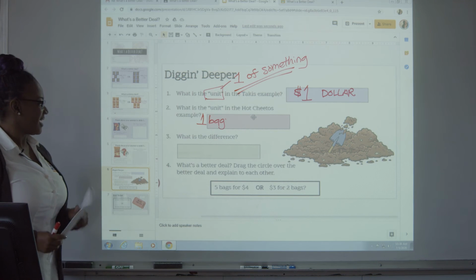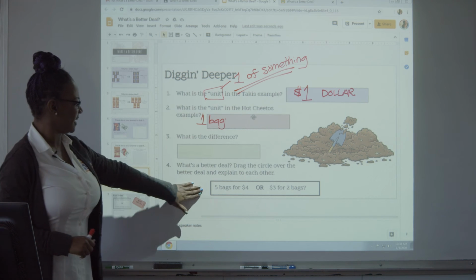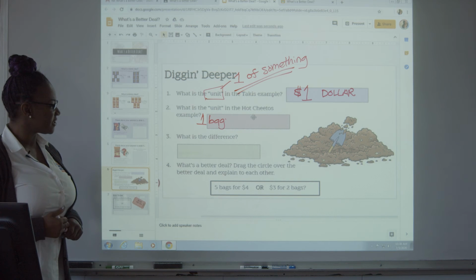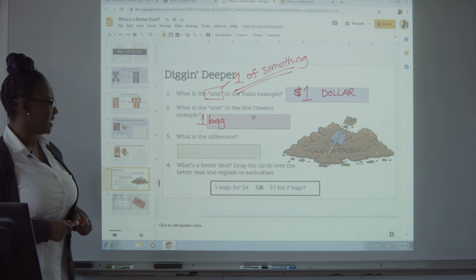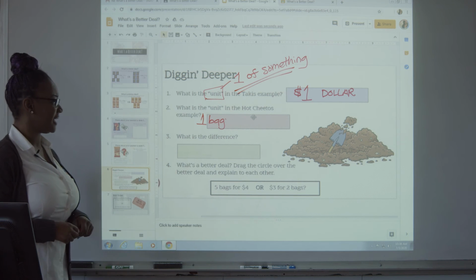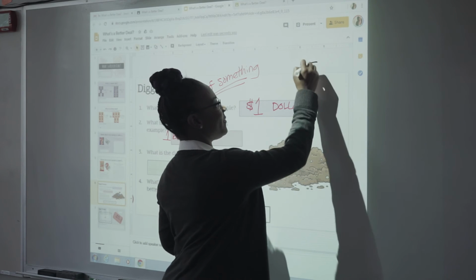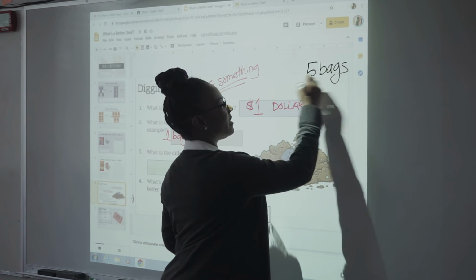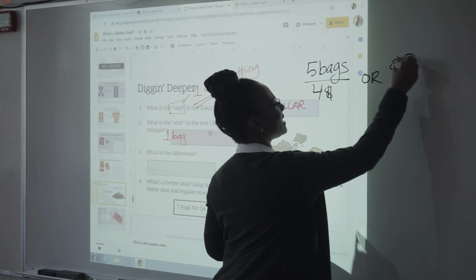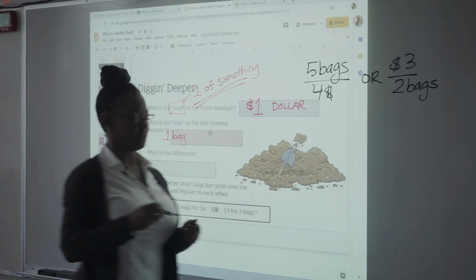All right. I know this was really quick, but let's see what you got. We have two different deals. We can buy 5 bags of Takis for $4, or we can spend $3 and get 2 bags. Which one is the better deal? So I'll put that over here. 5 bags for $4, or $3 for 2 bags. Which one's the better deal?